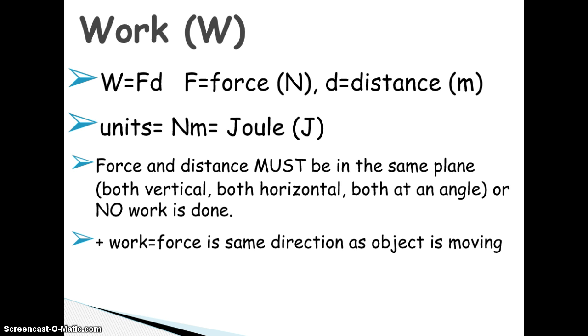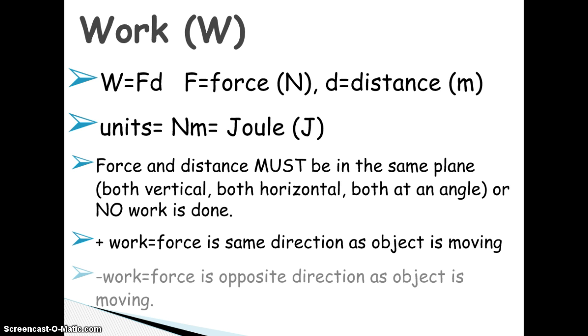Work can be positive or negative because it is going to be a vector with direction. If it's positive, force is going to be in the same direction as the object is moving. If it's negative, force will be in the opposite direction the object is moving. So if the force is opposing the motion, then that work would be negative. We'll pause the video here for just a second, finish these notes.